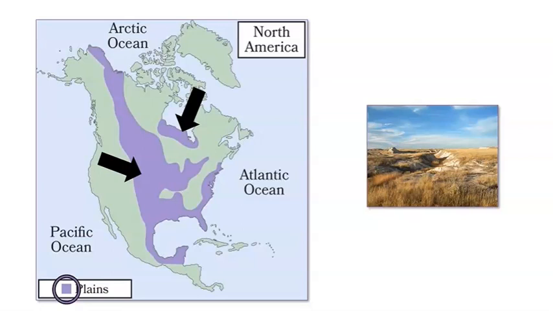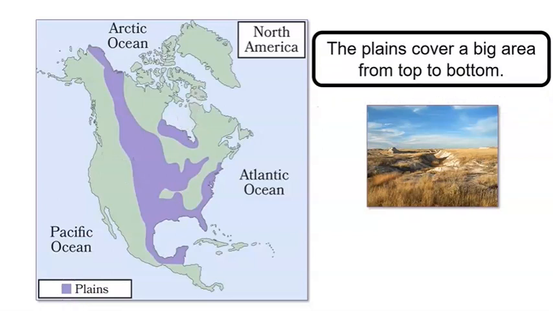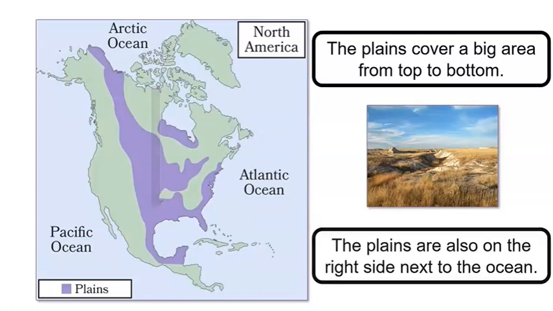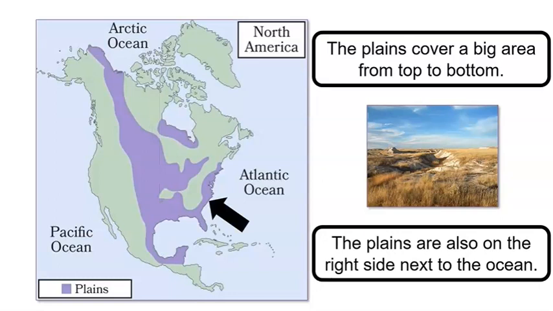I noticed that the plains cover a big area that goes from top to bottom in the middle of the continent. There are also plains here on the right side of North America, next to the Atlantic Ocean. The next map shows the final landform we will explore today. Are you ready?